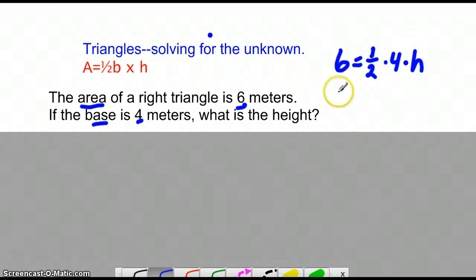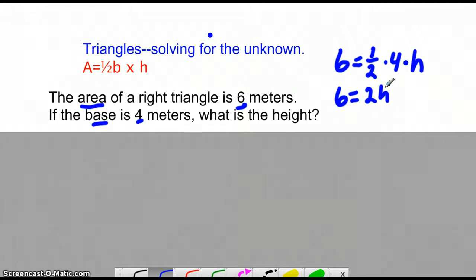We can go ahead and multiply this out. We're saying that 6 is going to be equal to 1/2 of 4. Remember multiplication of 4? So this would be 2. 1/2 times 4 is 2. And we're still left with the h.